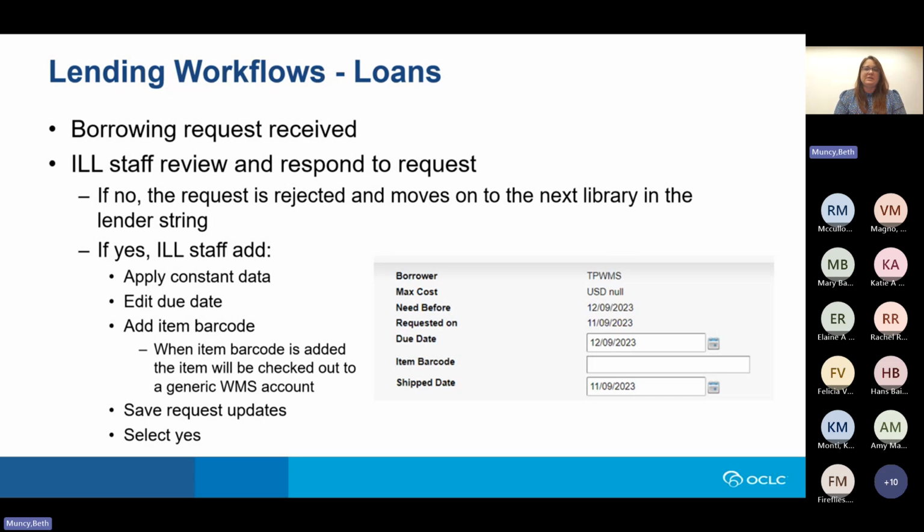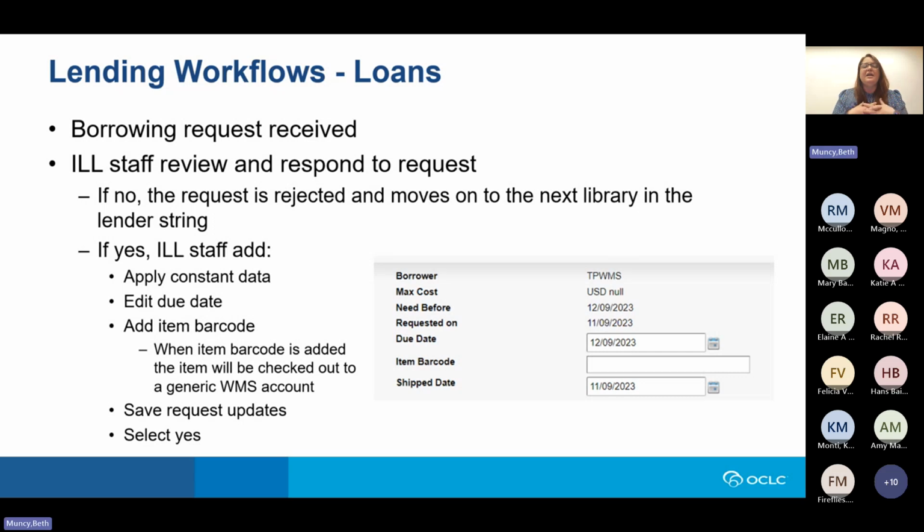The borrowing request comes in. So another library, library A, wants to borrow my copy of To Kill a Mockingbird. The request comes into WorldShare ILL. I review it and respond to the request. I can reject it and say, nope, I don't lend out that item. And it will then move on to the next library in the lender string that particular borrowing library has set up.